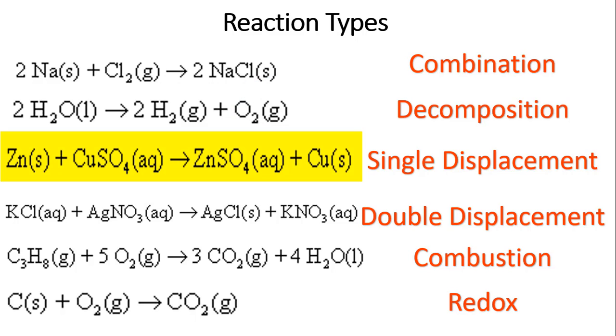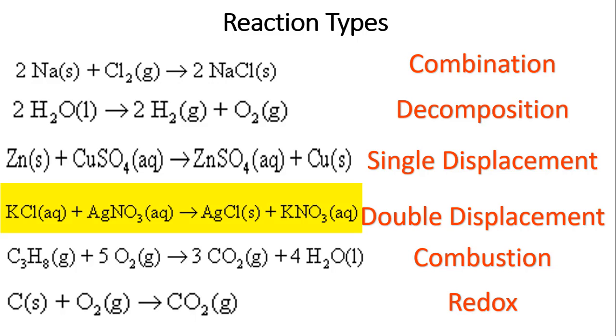Single displacement is just that you have a single element or an atom, and that's going to displace an atom in another compound. So in this particular example, you can see that zinc is replacing copper in the product shown here, right? And then a double displacement, you see you have KCl and then silver nitrate, right? This is the same as single displacement except you have what's called a metathesis where both partners are going to switch. So the K and the silver are going to swap places, and then the chlorine and the nitrate are going to swap places. And you can see that in this particular product shown here.